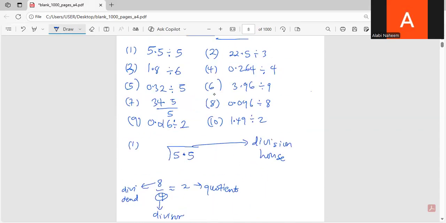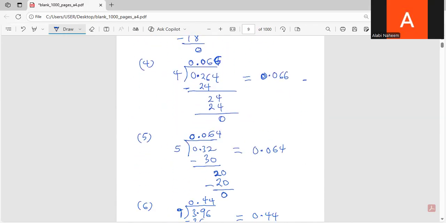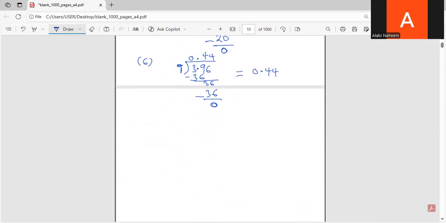Next question we have 34.5 divided by 5. Set up the division house. 34.5 then divided by 5.